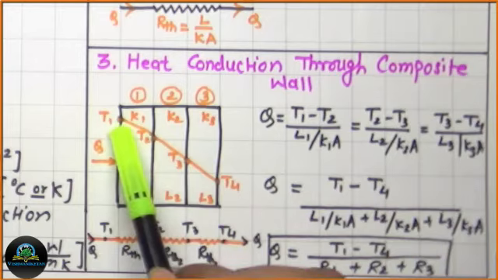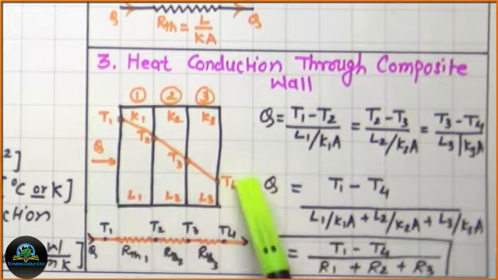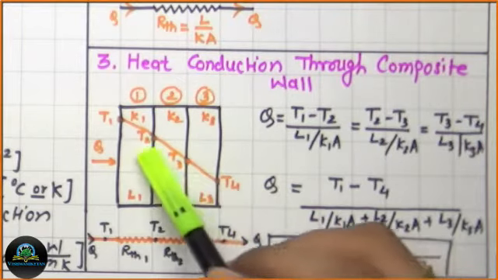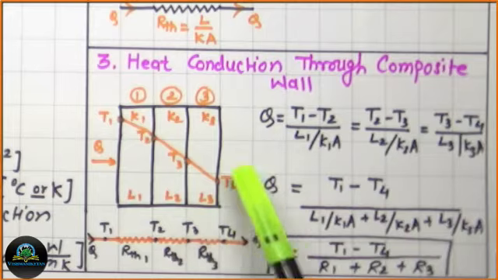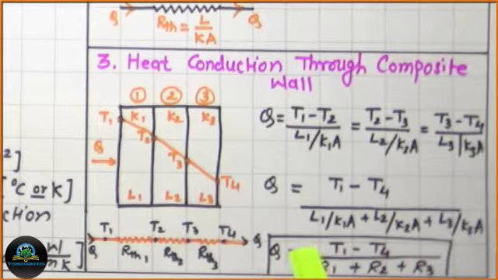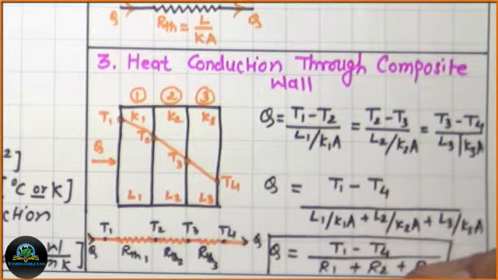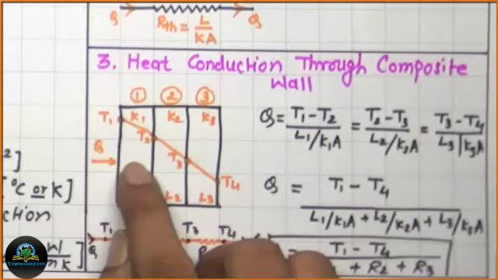Now let us consider T1 is the innermost surface temperature and T4 is the outermost surface temperature of the wall. T2 and T3 are the interface temperatures. Now let us draw the resistance diagram of it. There are three resistances, 1, 2 and 3. By the assumptions of Fourier's law, the heat flow rate is constant throughout.